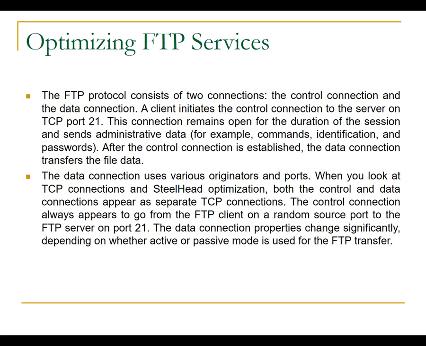The data connection uses various originators and ports. When you look at TCP connections and FTP optimizing, both the control and data connections appear on separate TCP/IP connections. The port that FTP uses is port number 21 by default, which can be changed as per the requirement of the user.